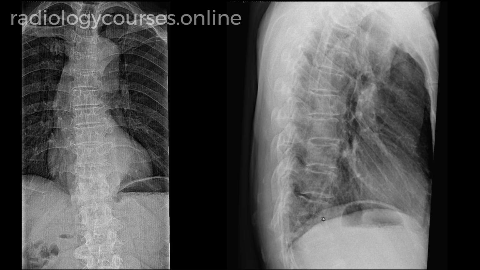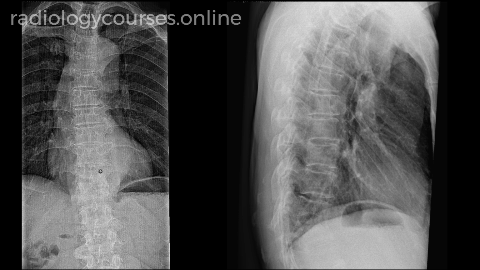So these findings need to be looked for very carefully, especially if the abnormality is at the interface of the diaphragm, it might be very difficult to pick up. And also, if we look carefully, there is mild right paravertebral as well as left paravertebral soft tissue swelling, which is very evident on the AP view.